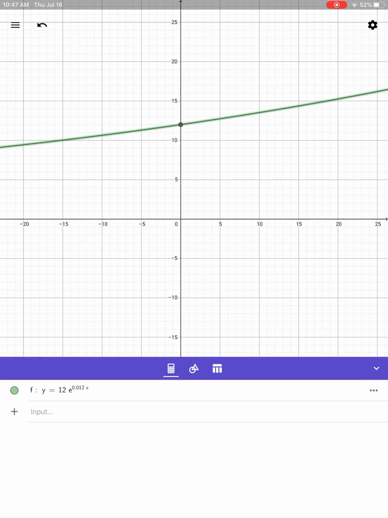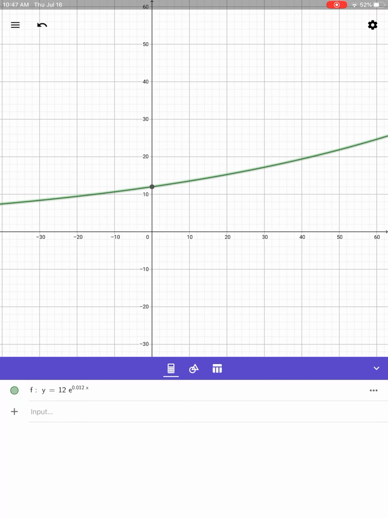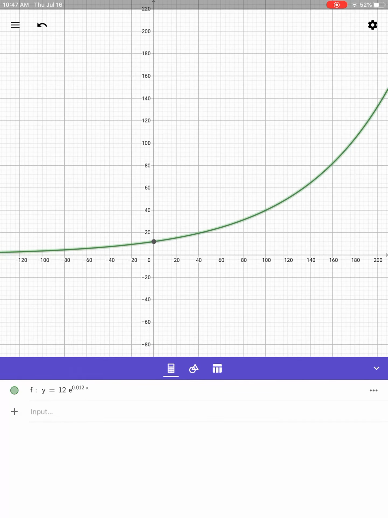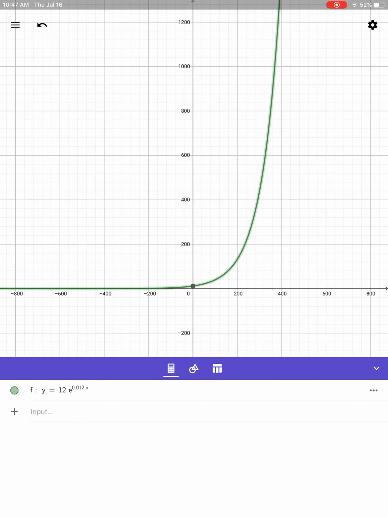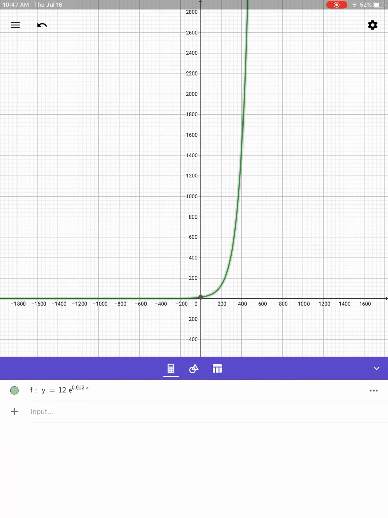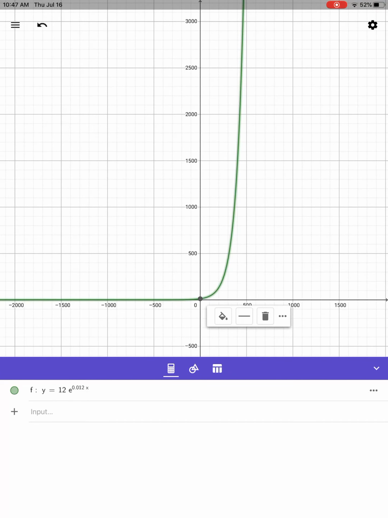Let us see. Yeah, here is the population. So this would be the graph of the function. You can see a clear exponential graph, right? So this definitely looks like the graph of an exponential function.